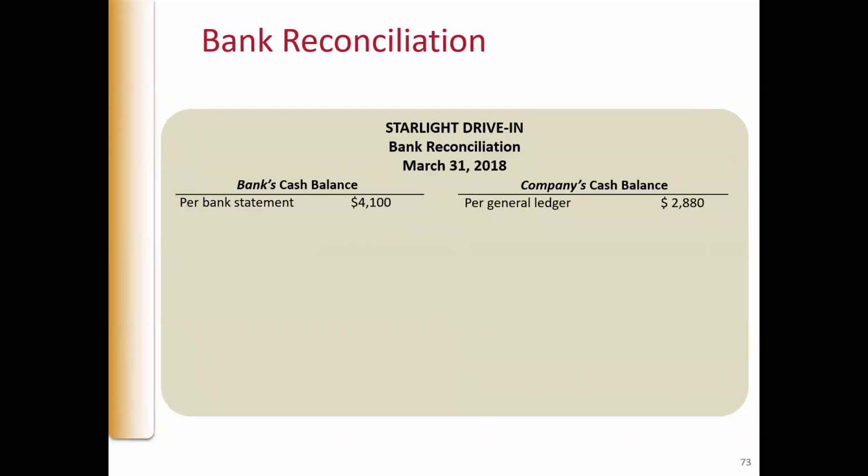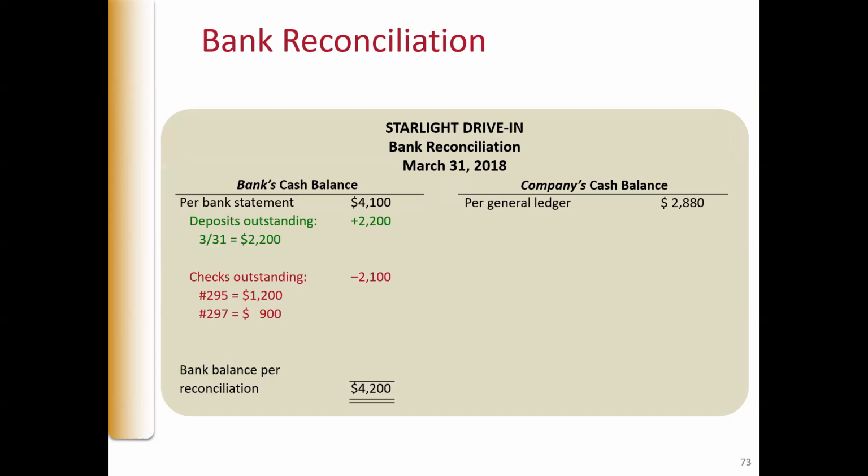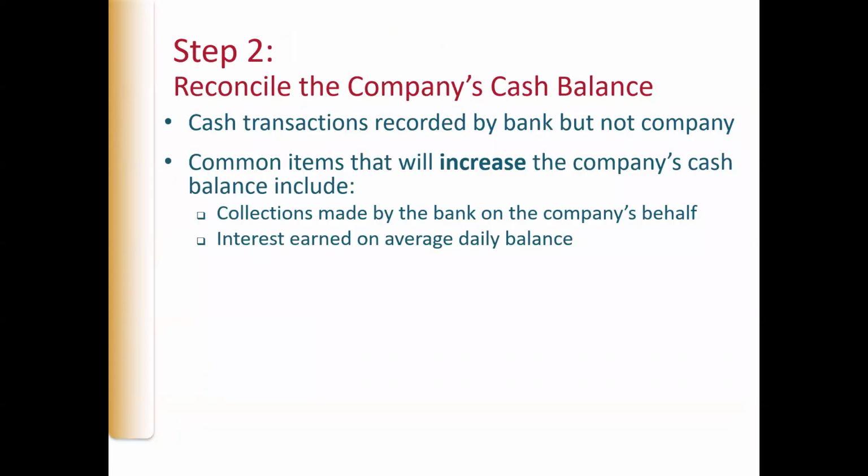So to reconcile the bank portion, we will take the bank's balance. We will add the deposits outstanding, subtract the checks outstanding to come up with the bank balance per reconciliation.